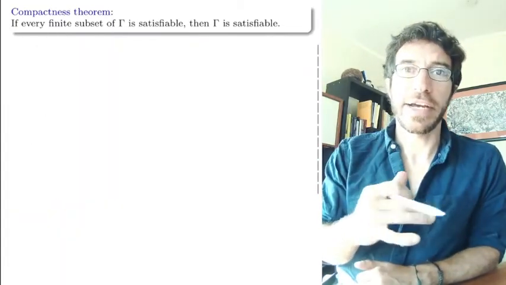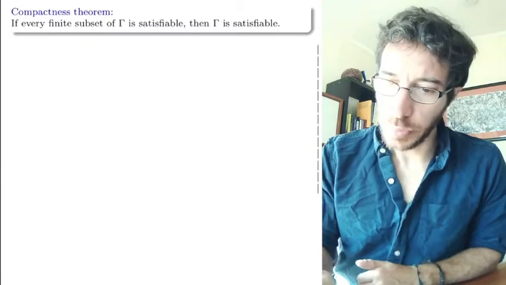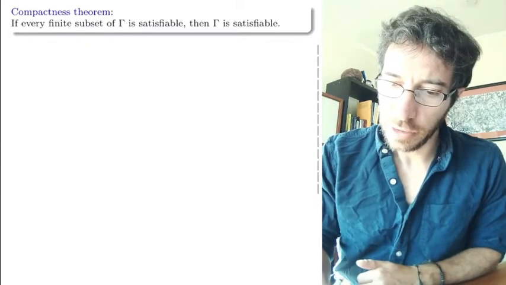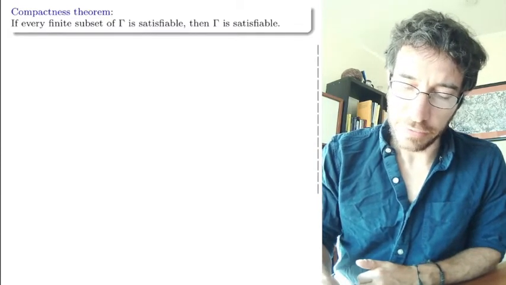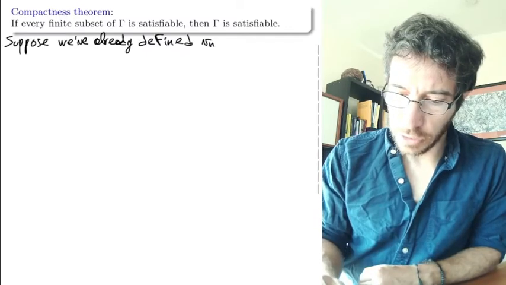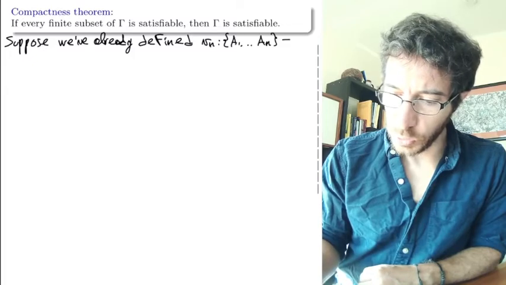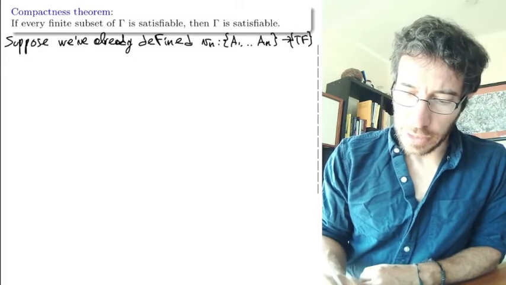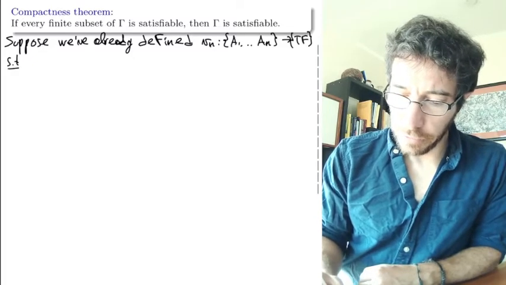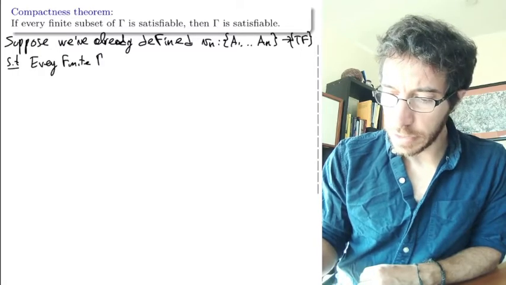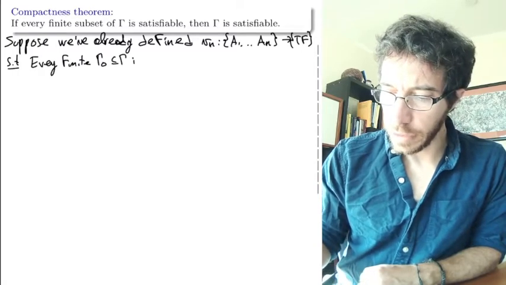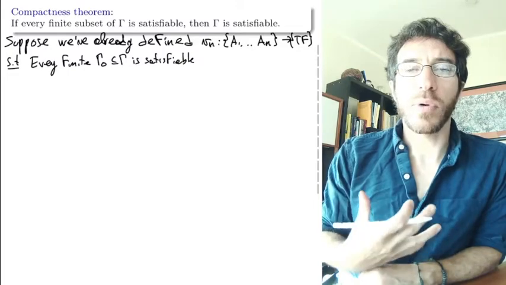Okay, let's see how we now define Vn plus 1. So suppose we have already defined Vn, which goes from A1 all the way up to An to true, false, such that every finite subset gamma 0 of gamma is satisfiable in a way compatible with Vn.